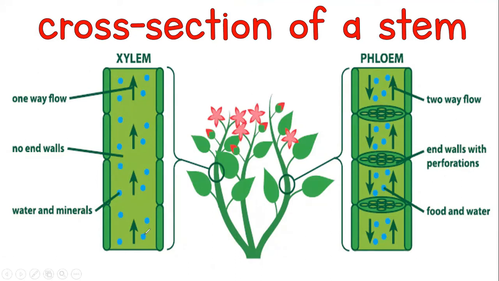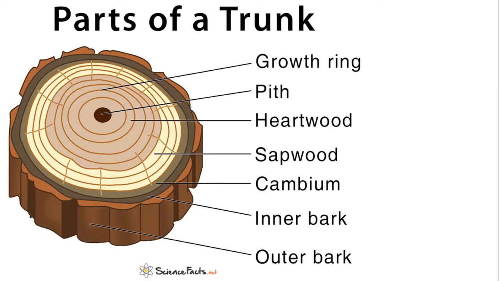Again, the system of tubes through which water is transported from the roots to the upper parts of the plant is called xylem, while the system of tubes through which food may move toward the lower part of the plant or to other parts of the plant is called phloem. Now, a stem or a trunk does many things for the plant or tree. It acts as support so that the plant can stand upright.